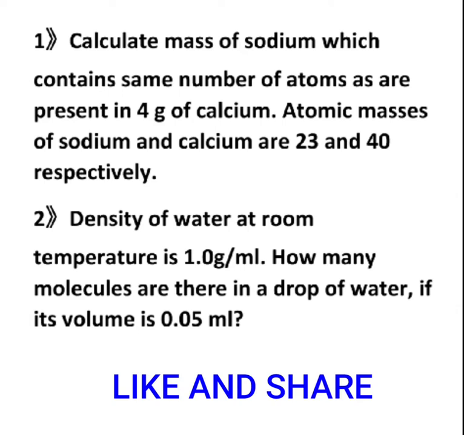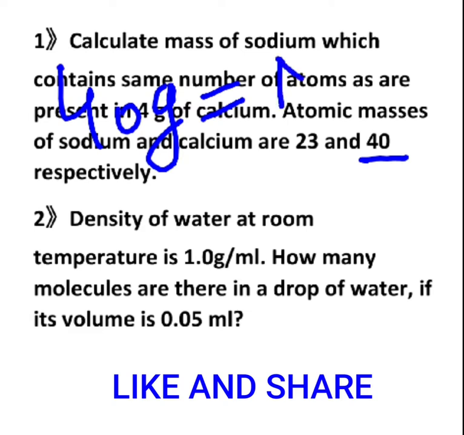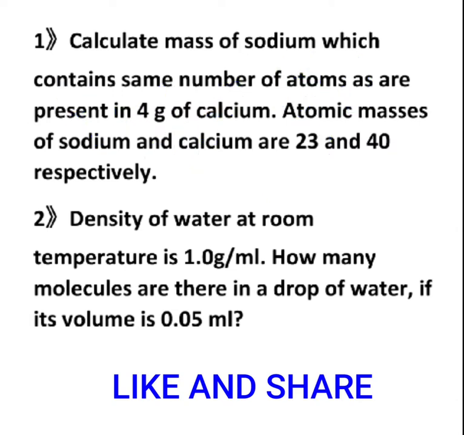So 40 is the atomic mass of calcium. That means in terms of its gram atomic mass, I can say 40 gram of calcium contains Avogadro's number of atoms. In the next step, you have been given that it is present in 4 gram of calcium. So you need to find out how many atoms in particular will be present in 4 gram of calcium. That's a hint for this question, and then you can proceed.